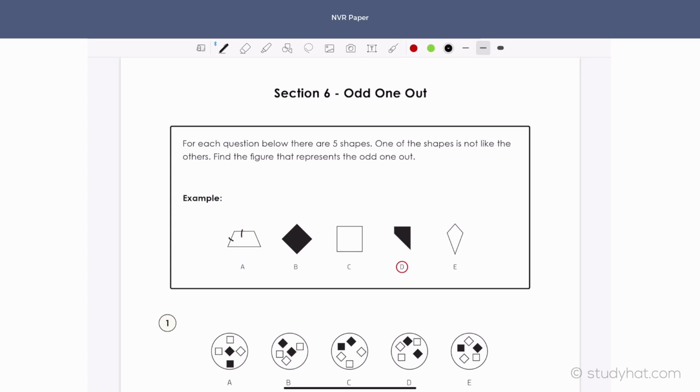This shape has 1, 2, 3, 4. Each of the others also has 4 sides. Okay, so it's not the number of sides. What else then could it be? Well, another thing to think about is symmetry. You can see here that each of these shapes has a vertical line of symmetry through it, except for this one. If we did this, that does not count as a symmetrical line. That's why D is the answer.